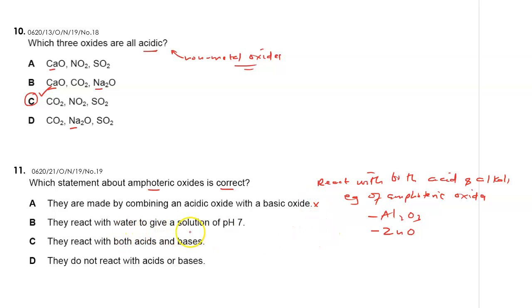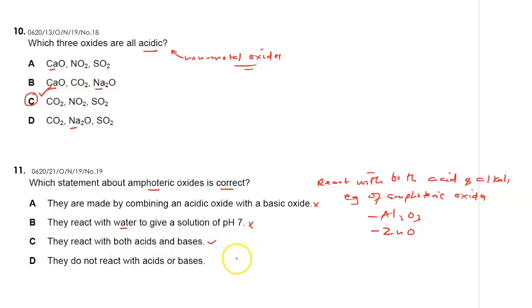They react with water to give a pH solution of 7. Still not correct. That is only when amphoteric oxides react with either an acid or a base, then they will give a pH of 7 because it is salt and water that you get, but not when they react with water. They don't react with water. They are meant to dissolve in water, but that is not usually the case. They react with both acids and bases, and this is correct.